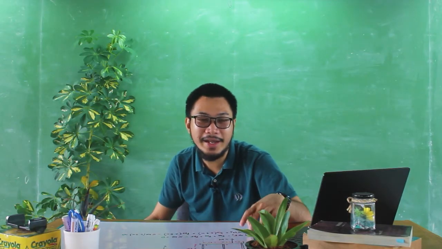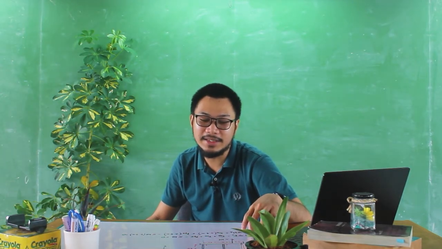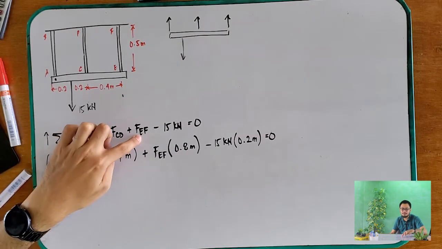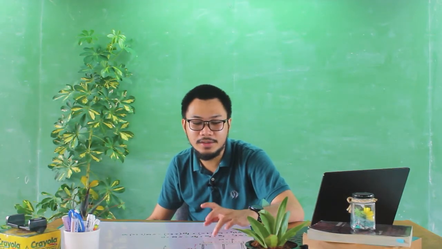Una lang bagitay duha ka equation ani. Makasolve na ta ani gamit ang duha ka equation. Ano naman? Tulo atong unknown. So if we have 3 unknowns, then we should have 3 equations. And we only have 2 equations here. So this one is still a statically indeterminate axially loaded nga member.